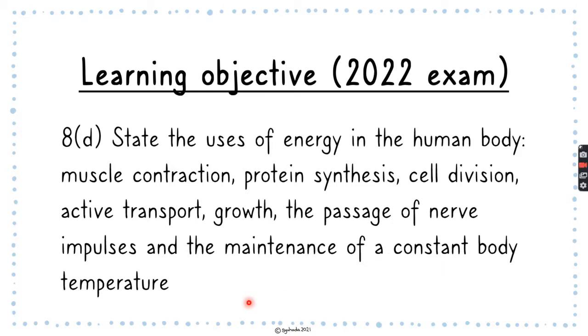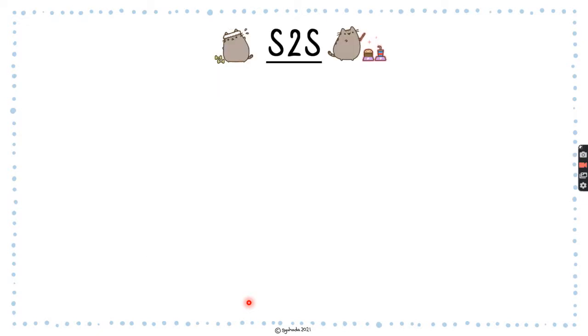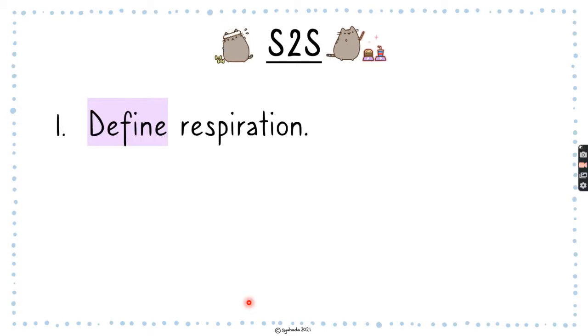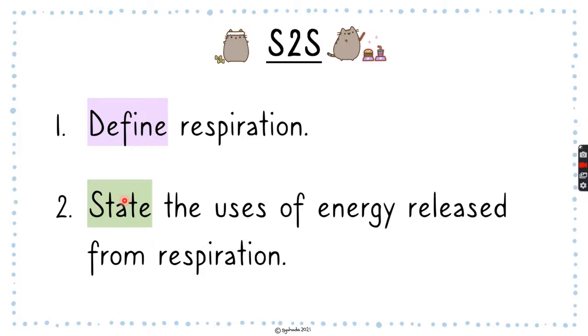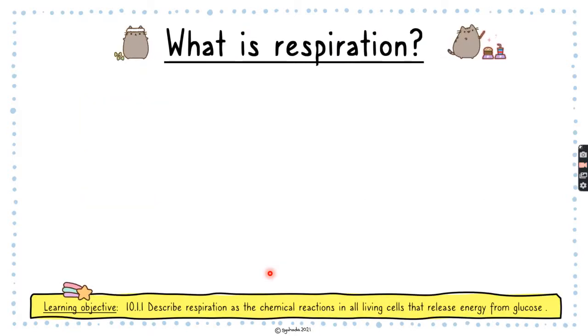So if you can see, both of the learning objectives are pretty similar. They're just numbered differently and a little bit different in terms of the sentence structure. However, the steps to success for today are the same. So what are the steps to success? Firstly is to define respiration, and secondly to state the uses of energy that is released from respiration.